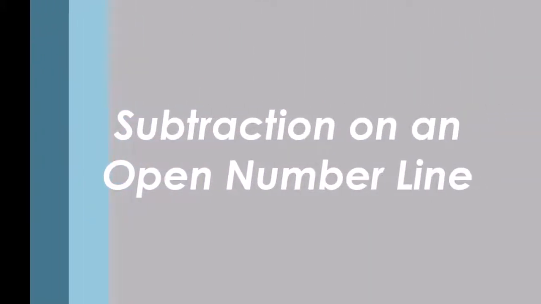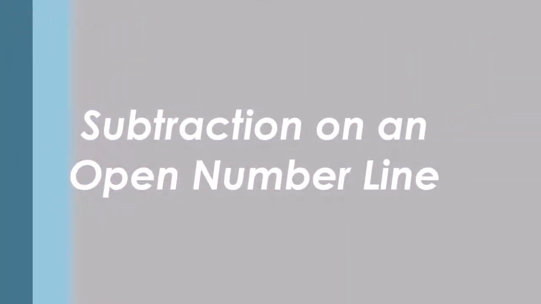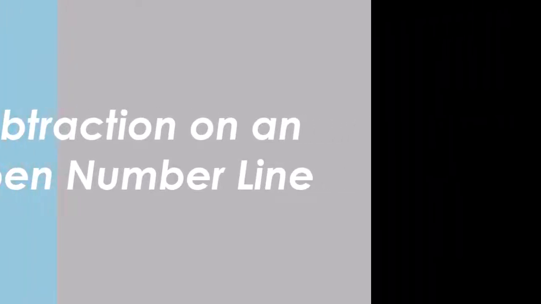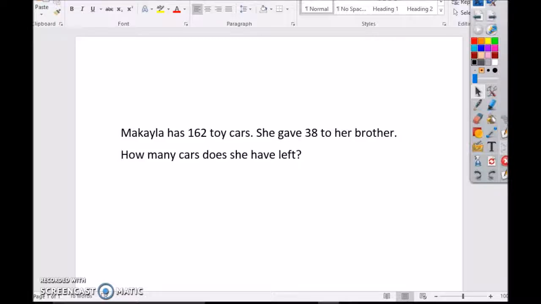Today we are going to talk about how to do subtraction using an open number line. Let's look at the problem. Michaela has 162 toy cars. She gave 38 to her brother. How many cars does she have left?